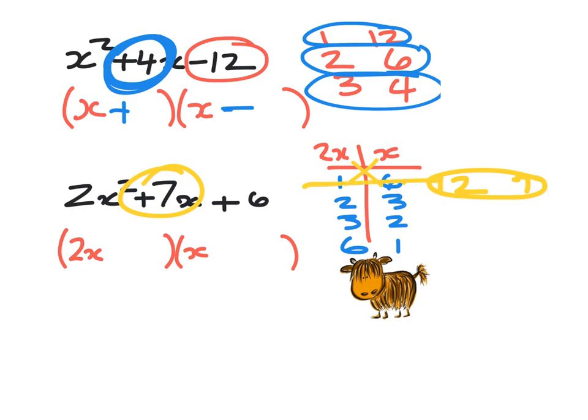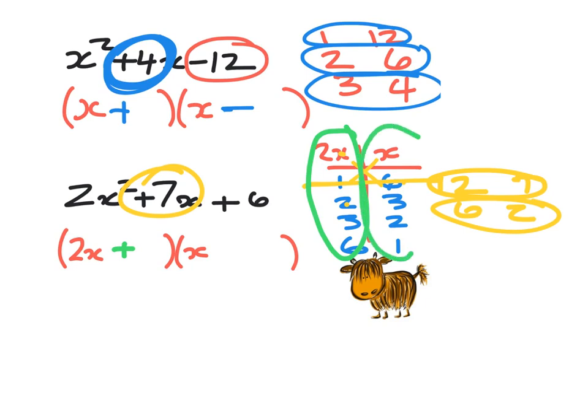Nope. Then do 2 times 3, 6. 2 times 1, 2. Can I use these numbers to make a 7? And so on and so on and so on. Once you find the one that's correct, then remember we write the answer as 2x plus that number, and then x plus that number, all positive this time.